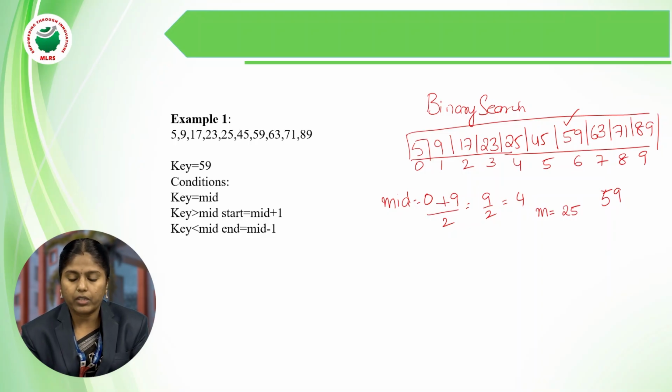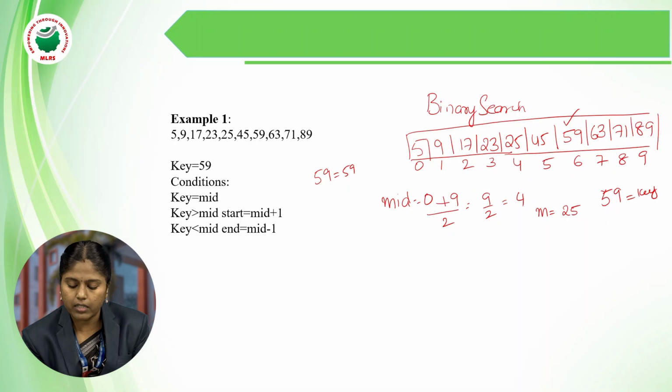Now we have to check these three conditions. If the key is equal to mid, that is, 59 is equal to 59, we get the result and don't do any other process. If it is greater than or less than, we have to calculate further. What is the key element here? The key element is 59. The mid element is 25. Now you have to check the conditions.